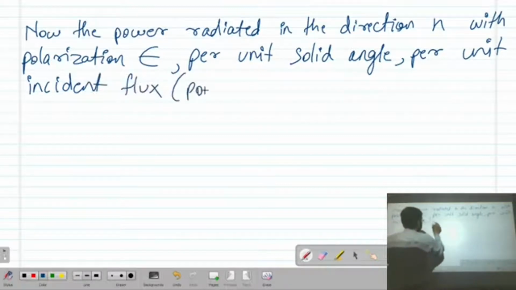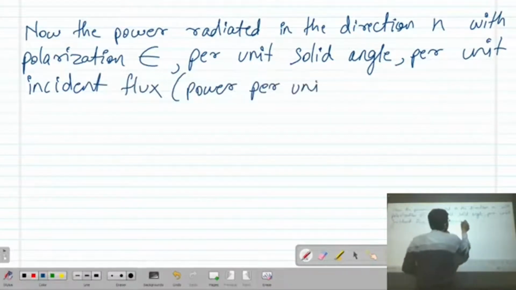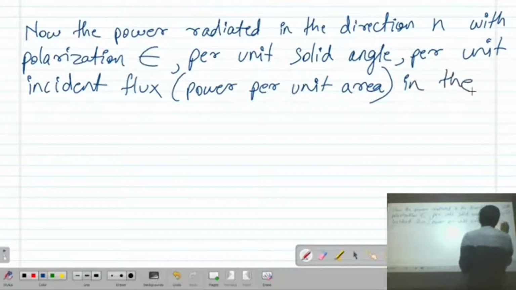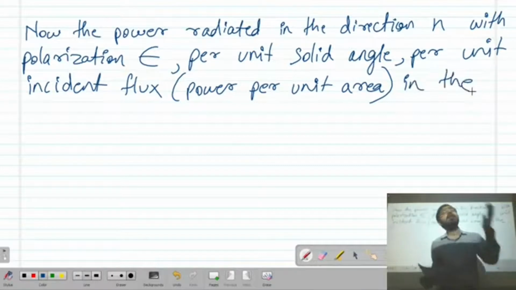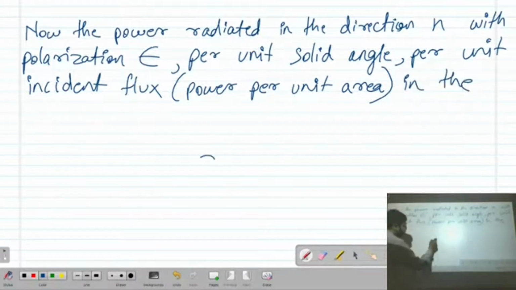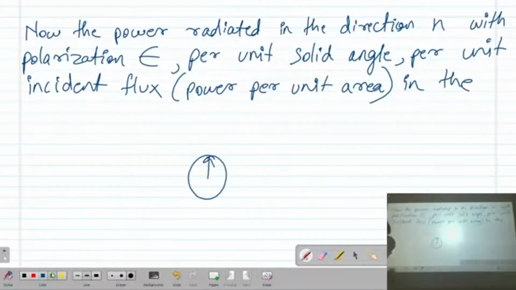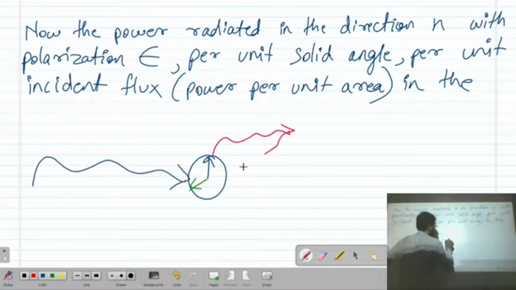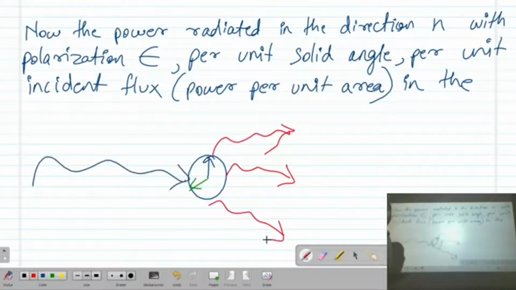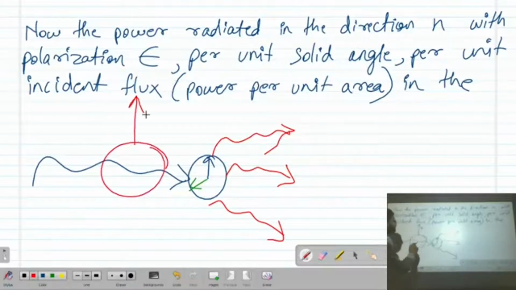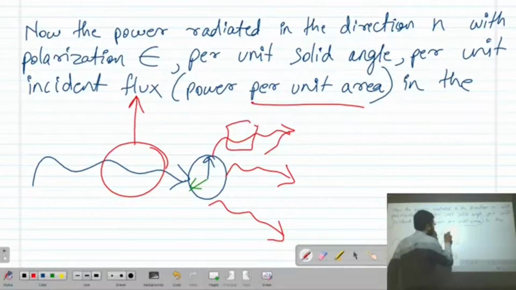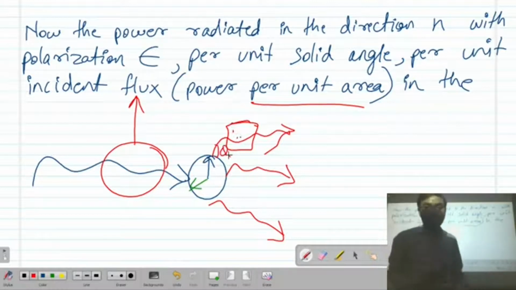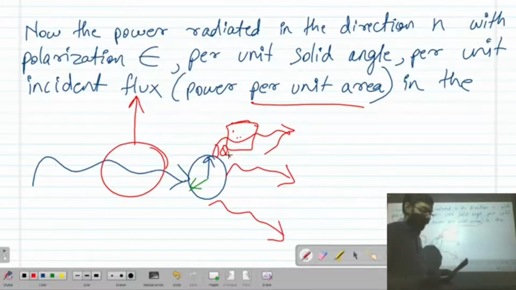That is power per unit area. What we want to study is the power radiated in the direction after the scattering. This is the scatterer, this is the electric dipole, this is the magnetic dipole, and this is the incoming wave. We will have scattering like this. This is the incident flux, power per unit area, and we want to find the power per unit area with some solid angle.